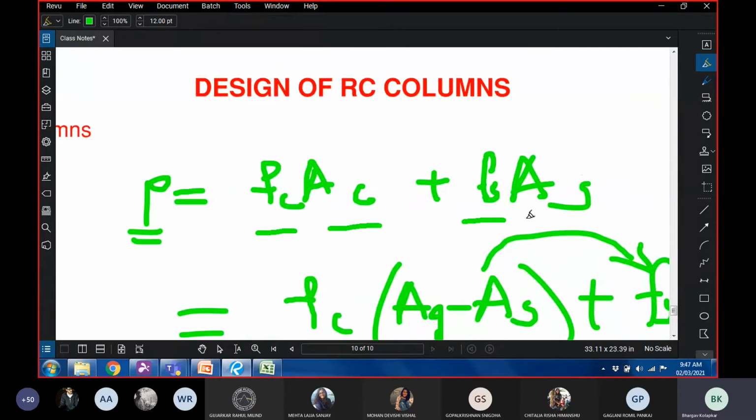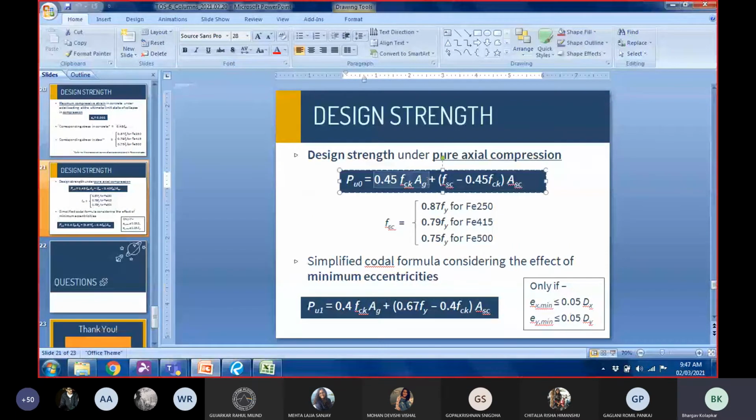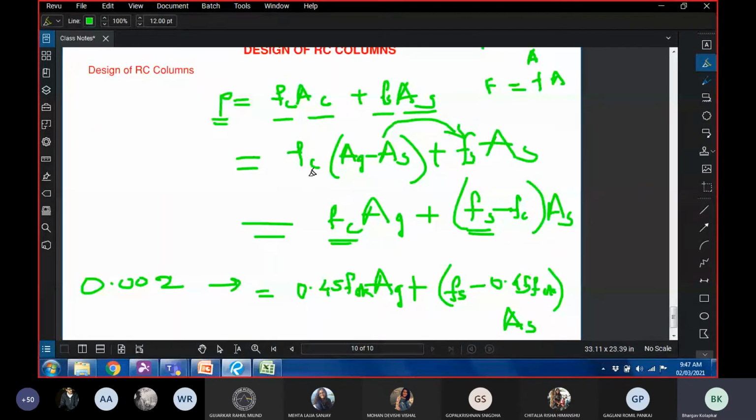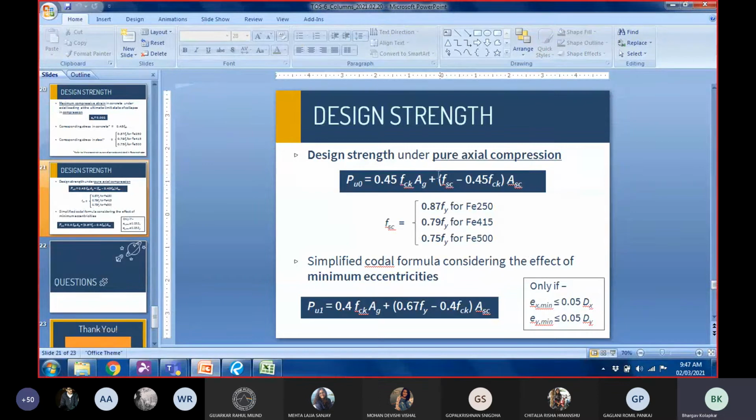So this is stress into area for steel and concrete. So 0.45 FCK Ag plus, now here I've used very raw notations. Here these are specific notations. FSC means the stress in steel in compression. So FSC minus 0.45 FCK into ASC. ASC means area of steel in compression. Now FSC has different values. So this is a design strength, or the magnitude of load that the column can take when it is under pure axial compression.